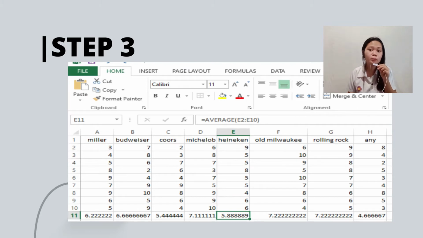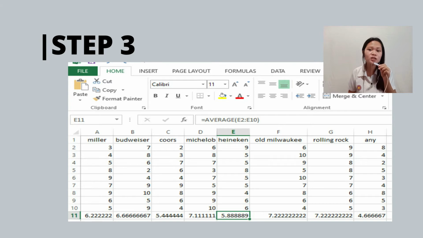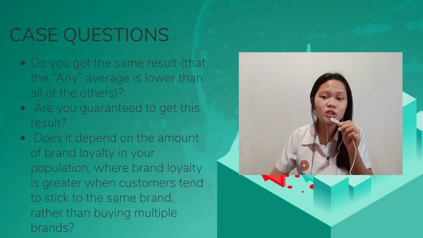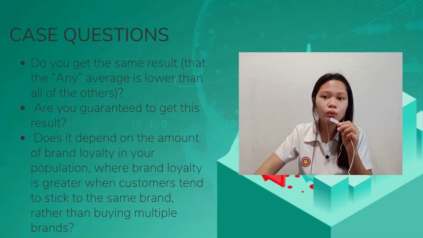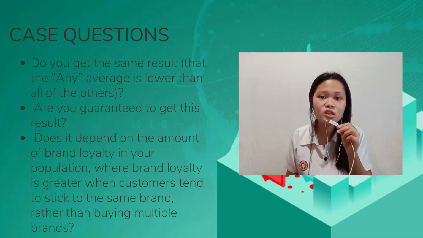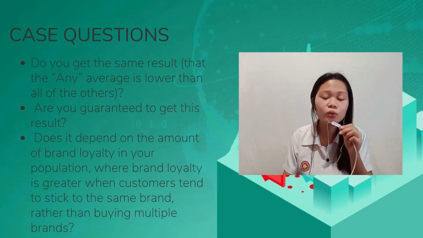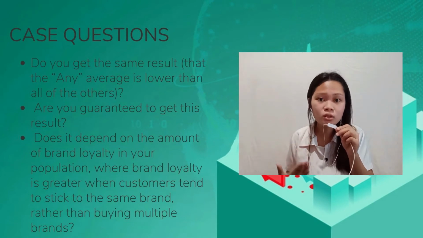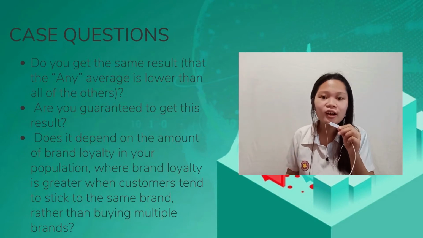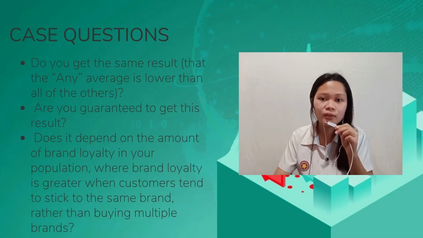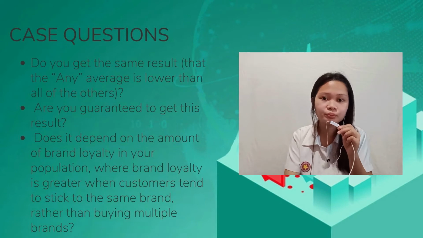So after we complete the table or the worksheet in the Excel, we're going to answer the previous questions in the case. So the first question is, do you get the same result that the Any average is lower than all of the others? So the answer there is no. There is no guarantee na we will be able to get the same result as being given for Any and others in the referred figure for average beer purchases.